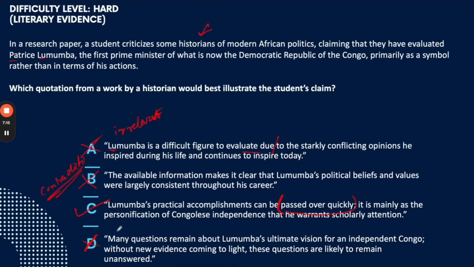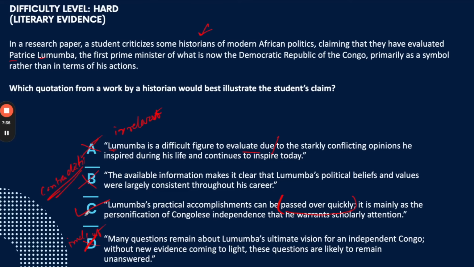So it's doing nothing. So this is also out because it's just doing nothing. Again, you can also say that this is irrelevant, right? That some questions are remaining unanswered or being answered is not going to help me understand if historians are thinking lesser of PL, right? So clearly C is the correct choice.